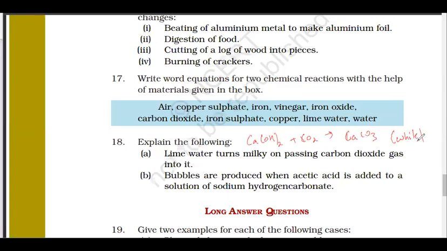Right? Got it? See, lime water is calcium hydroxide. Okay, this is a reaction that you have to remember, Tovishka. Calcium hydroxide, when reacted with carbon dioxide, gives calcium carbonate plus H2O. Okay, right? So this calcium carbonate is white in color. That's why it turns lime water milky.